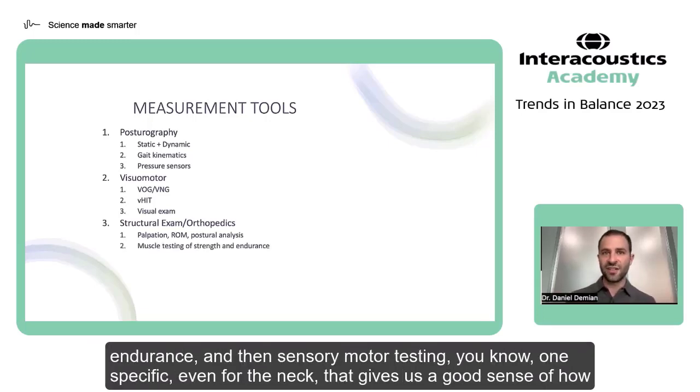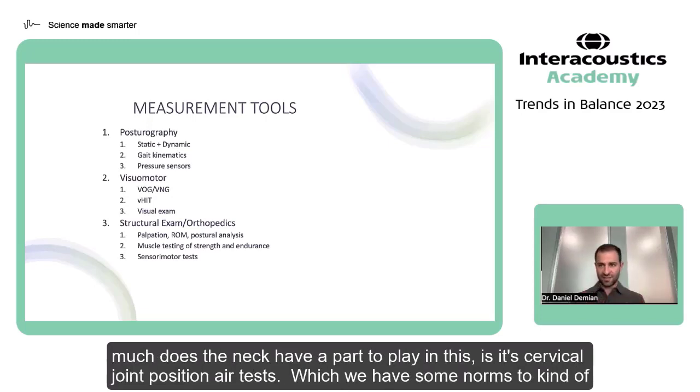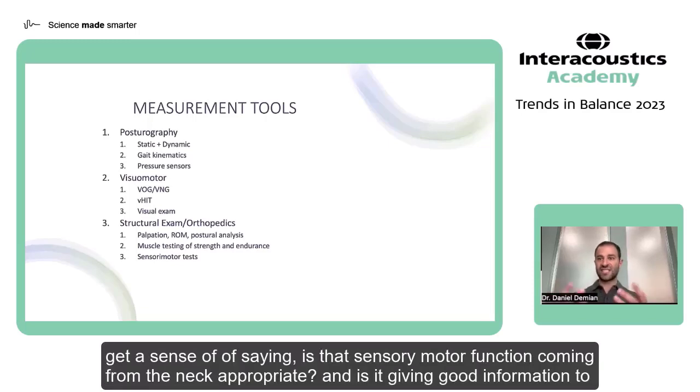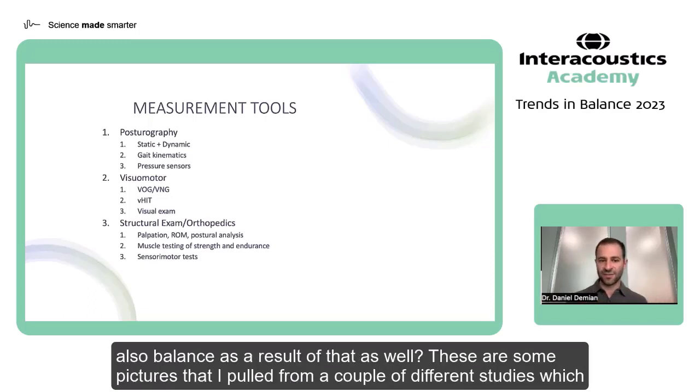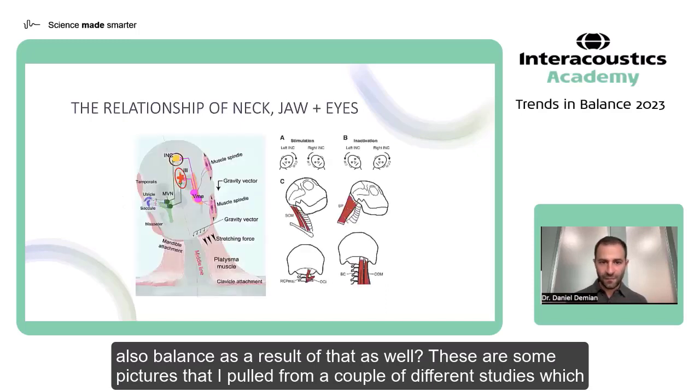Muscle strengthening, endurance, and then sensory motor tests. And one specific even for the neck that gives us a good sense of how much does the neck have a part to play in this is the cervical joint position error test, which we have some norms to kind of get a sense of saying, is that sensory motor function coming from the neck appropriate? And is it giving good information to the brain? Is it something we can use, or is it actually hampering both visual function and oculomotor function, but also balance as a result of that as well?